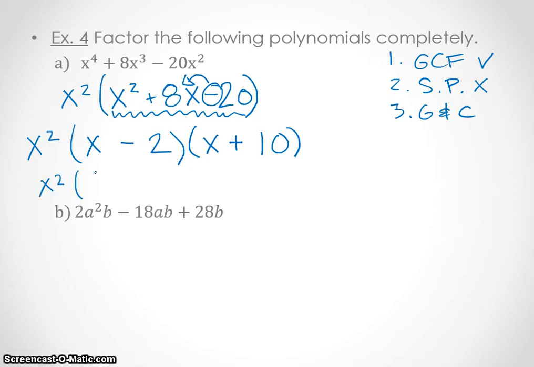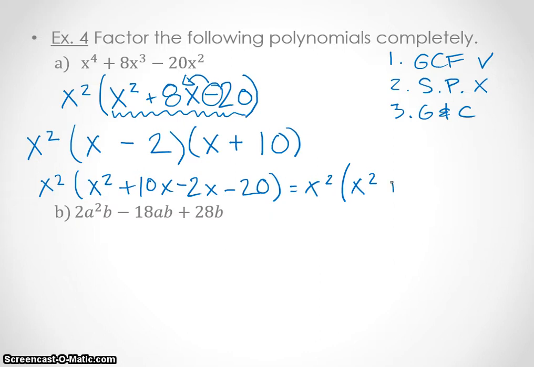Keeping the x squared on the outside. x times x is x squared. x times 10, 10x. Negative 2 times x, negative 2x. Negative 2 times positive 10 is negative 20. So we get x squared times the quantity, x squared, and then this becomes positive 8x, and then minus 20.